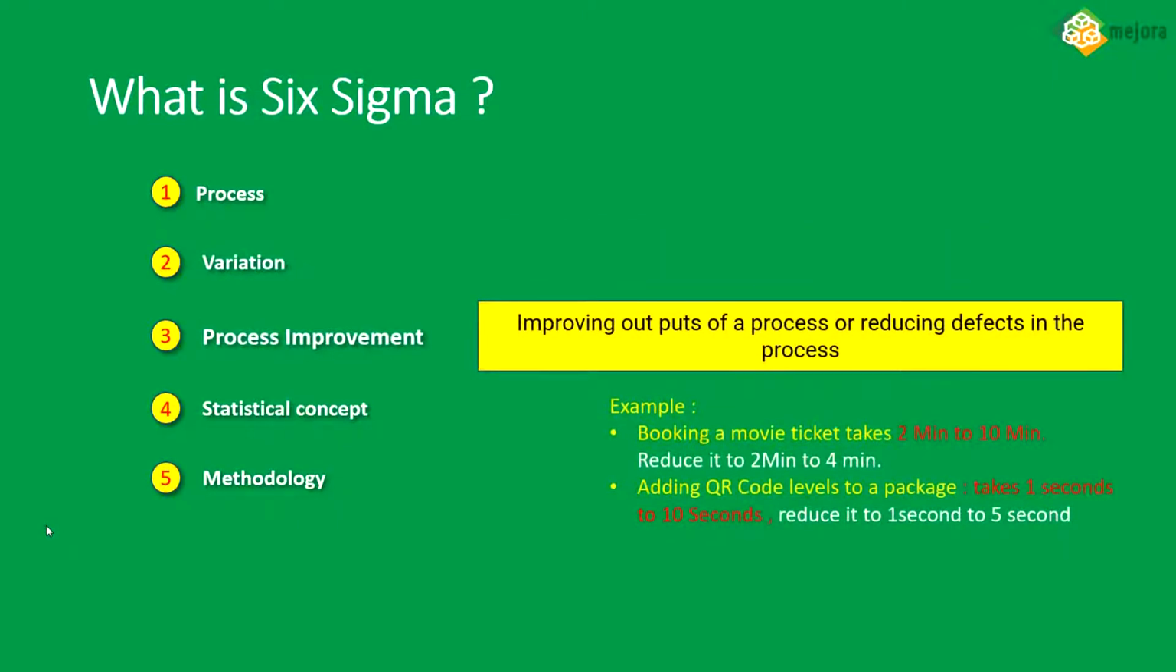Then process improvement. Improving the outputs of a process or reducing defects in the process is known as process improvement. For example, while we book a movie ticket, it might take 2 minutes to 10 minutes, and 2 minutes is the best case scenario. So whenever it takes 10 minutes, let's reduce it to 4 minutes. Adding QR code labels to a package takes 1 second to 10 seconds, but let's try to reduce the defects and bring it down to 1 second to 5 seconds.